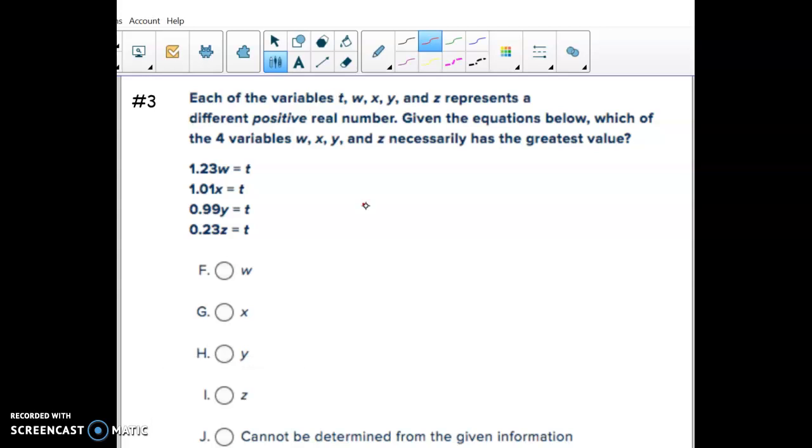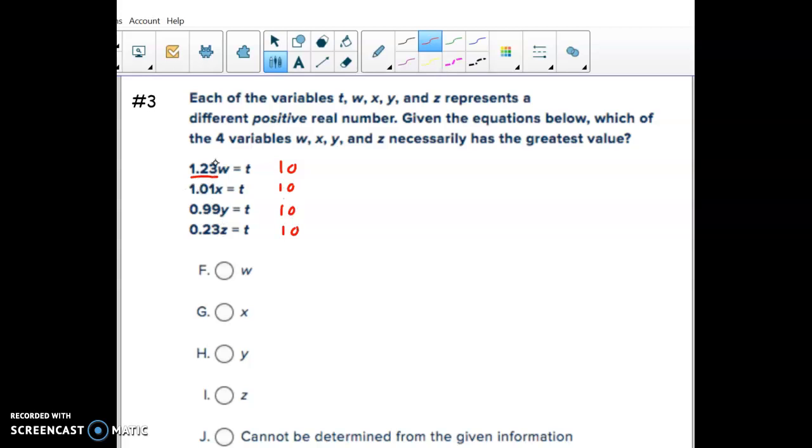All right, number 3 from the ACT set of problems here. Everything is in relation to t, and we want to figure out which one has the greatest value. So at first glance, you might think it'd be w because you're multiplying w by the biggest number. But if we think of this, maybe just pick 10 for t, or some number like this, right?